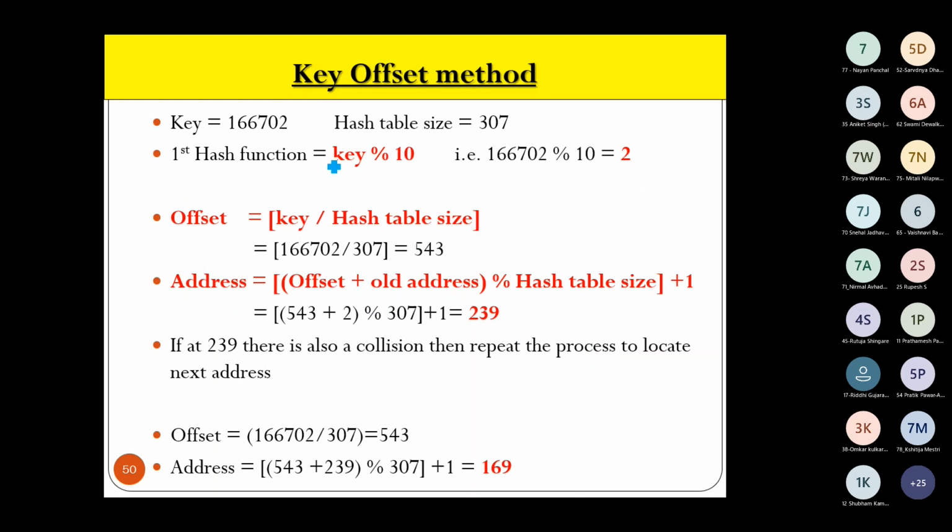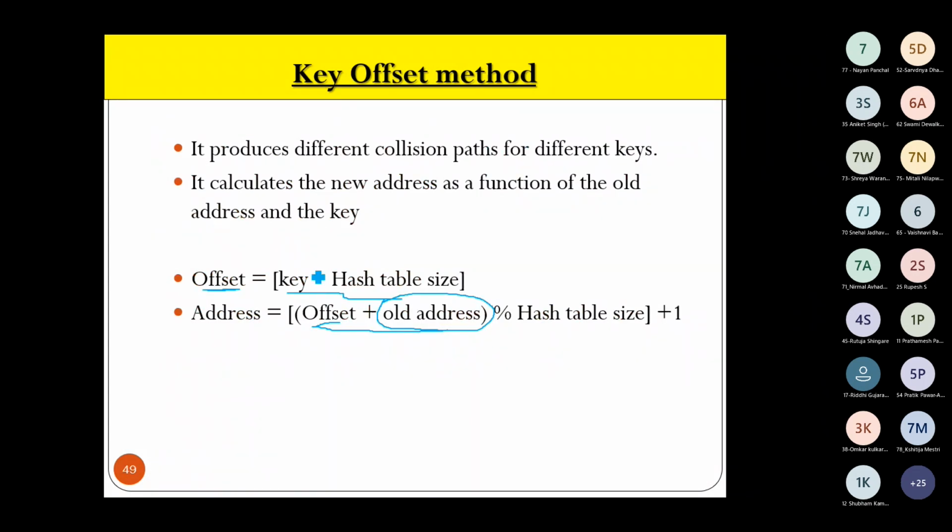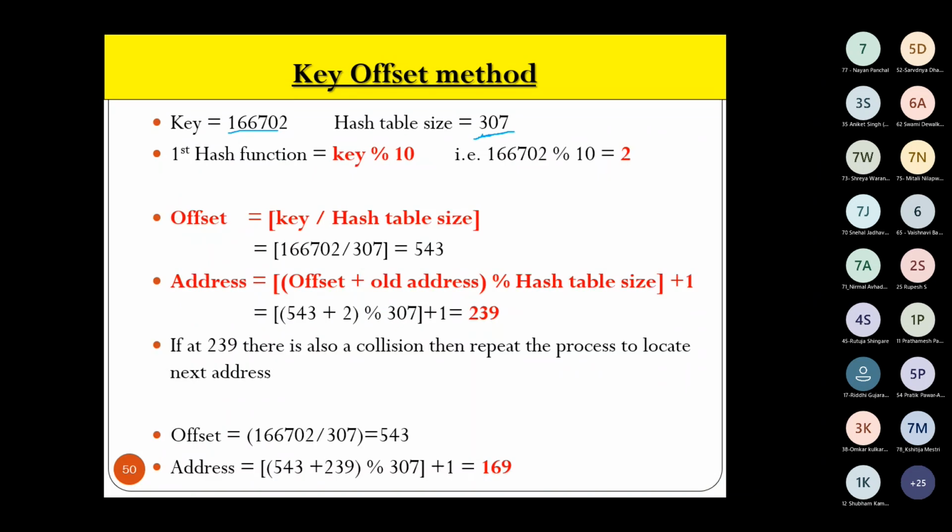Now let us take the example. Suppose our key is 166702. This is our key and the hash table size is 307. Okay, so first hash function is using key divided by hash table. Sorry, key mod 10. First hash function is mod 10. Key mod 10. Okay, this is our first hash function. What is the result of this? It is resulting into remainder as 2.